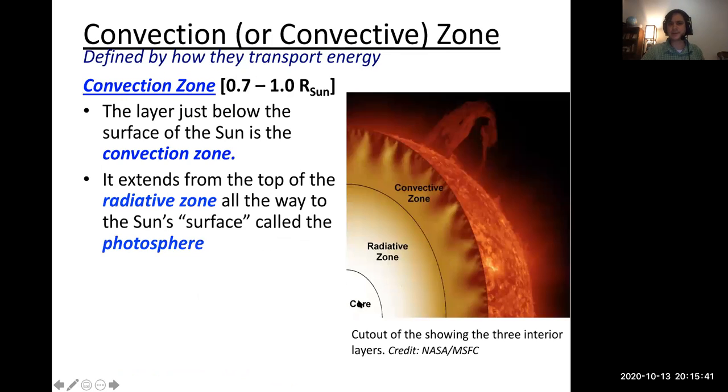And where is the convective zone? So the core went out to 25% of the radius of the sun. The radiative zone went from 25% to 70% of the radius of the sun. And the convective zone will go from 70%, 0.7 solar radii, all the way up to the very surface of the sun. And this is a layer, so this is the layer that's just beneath the surface of the sun. So it's sandwiched between the photosphere and the radiative zone.